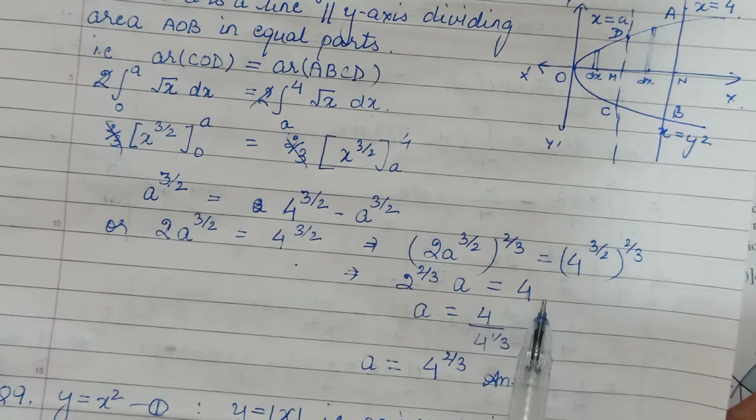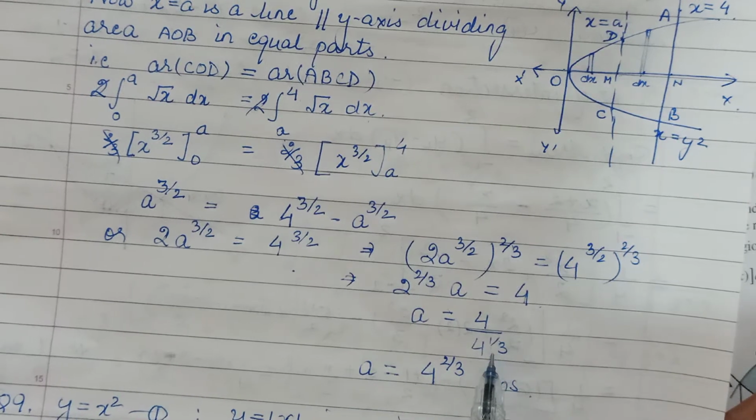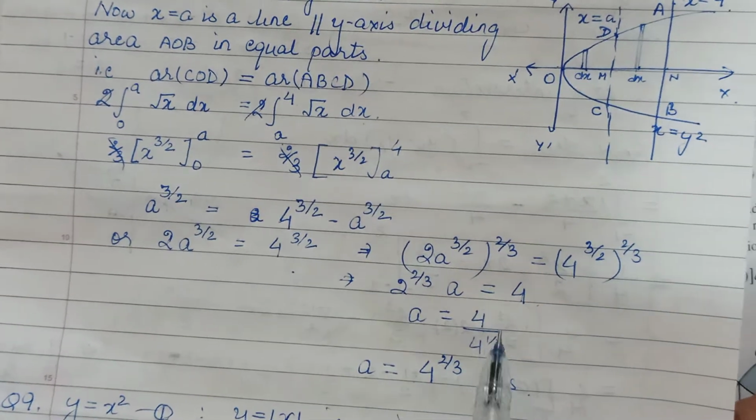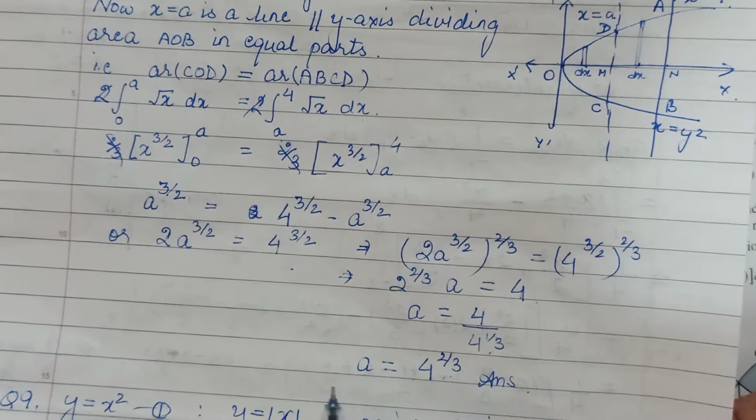अब क्योंकि यहाँ पे base 4 था and 2 square is 4, तो मैंने इसे convert कर लिया है as 4 to the power of 1 by 3. Okay, so 4 to the power of 1 minus 1 by 3, that is 4 to the power of 2 by 3 is value of our a.